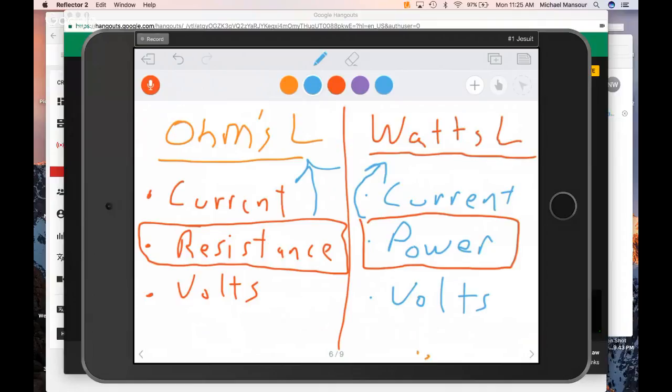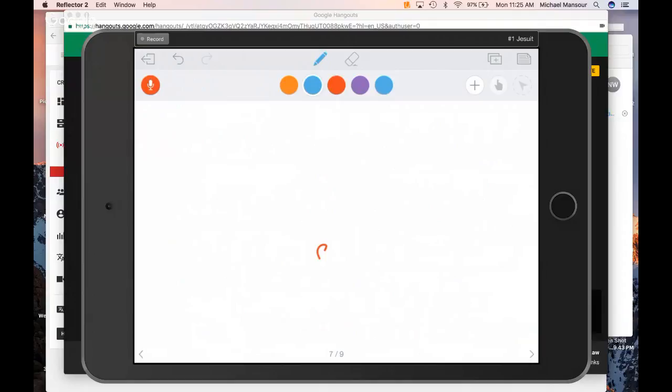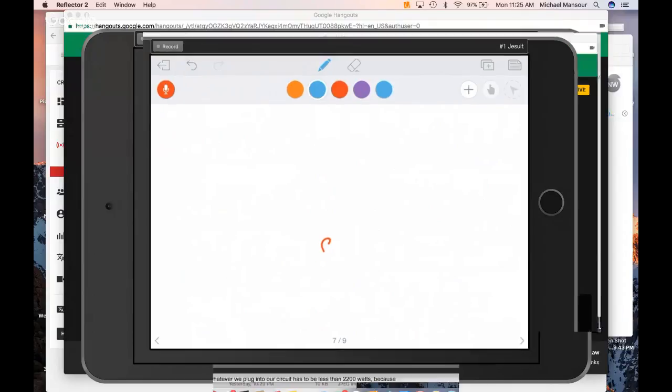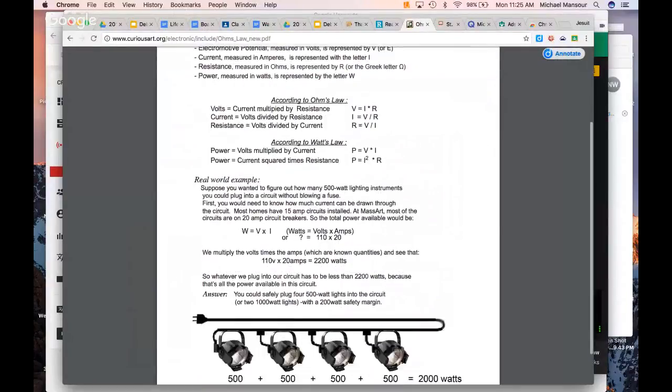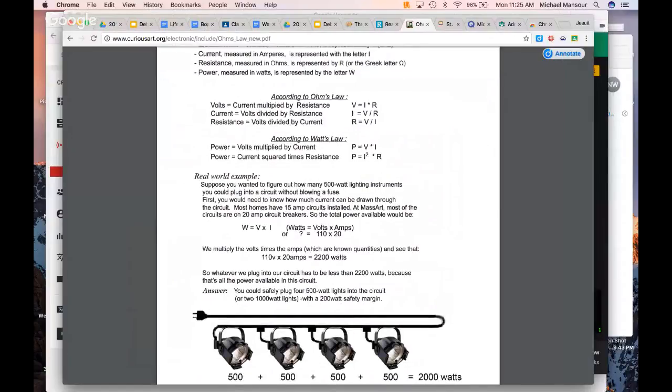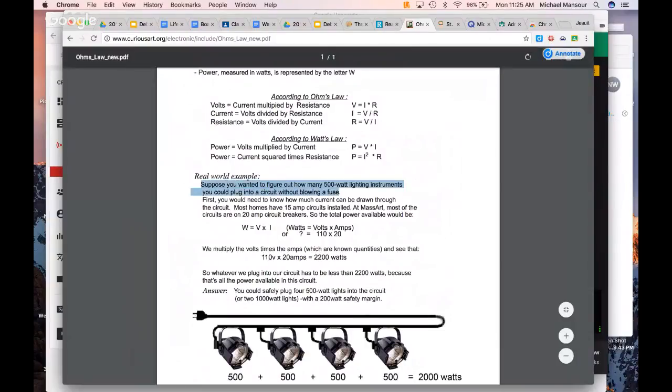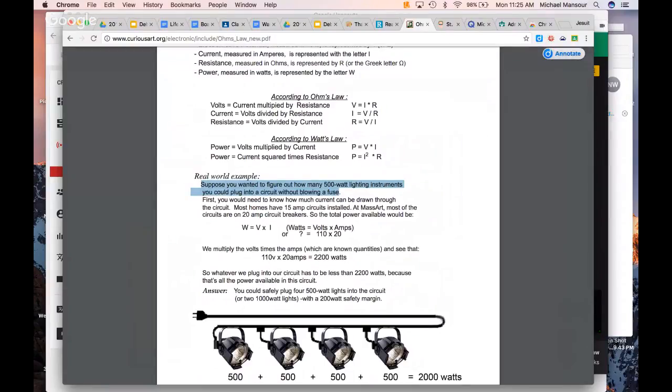So here's an example. All right, let's go to this page right here. On this page, you see the same equations that we've already been talking about, and we're looking at a real world example. It says, suppose you wanted to figure out how many 500-watt lighting instruments you could plug into a circuit without blowing a fuse.